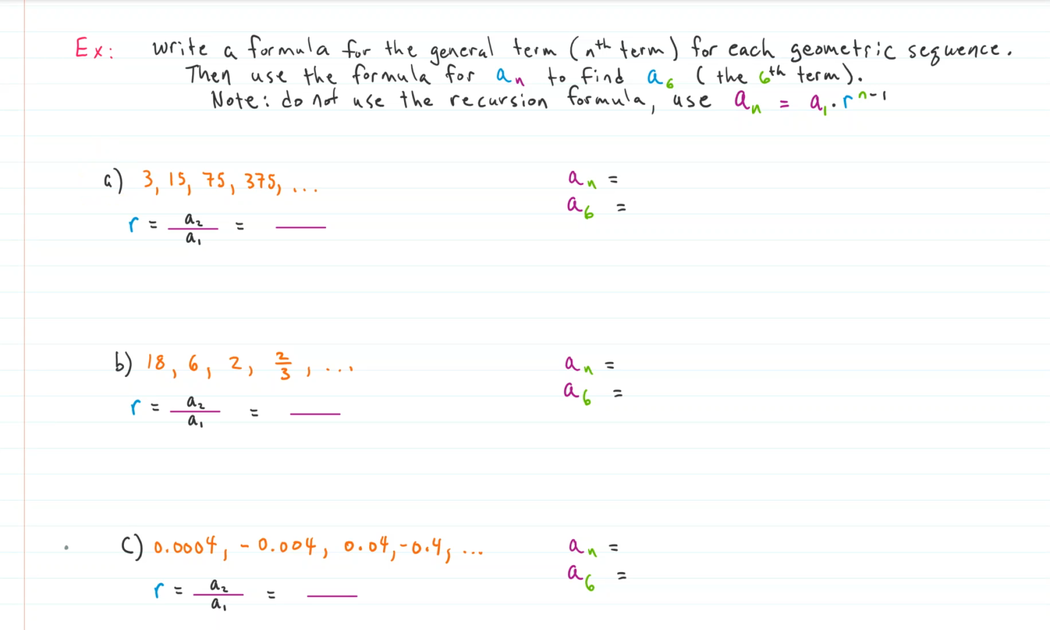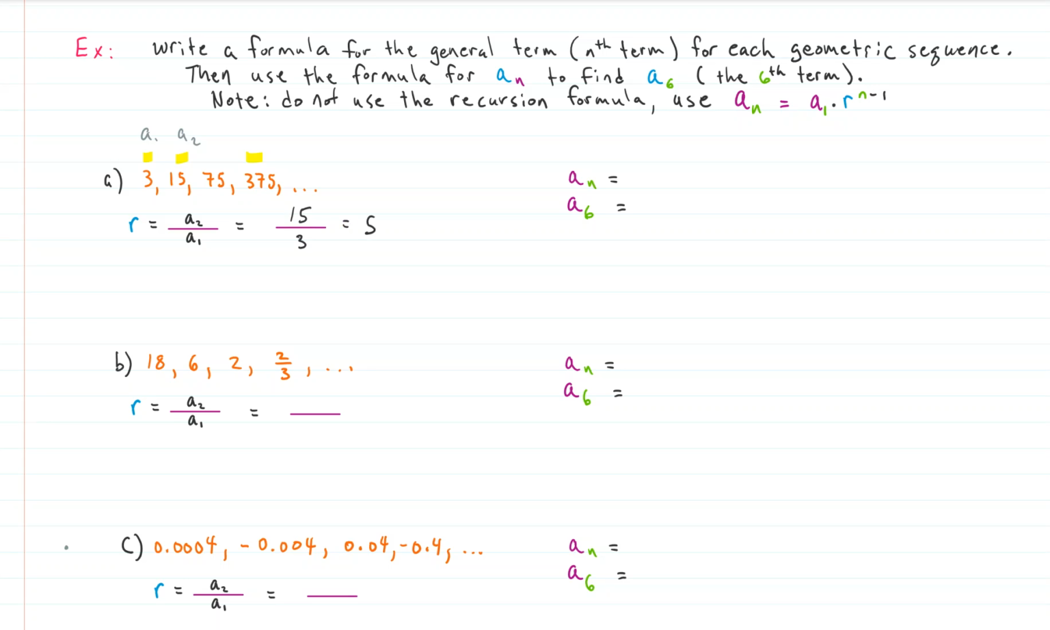Our sequence here is 3, 15, 75, 375, and so on. To find our ratio, or common ratio, we take a sub 2 over a sub 1. A sub 1 is the first term, a sub 2 is the second term. So here we will have 15 over 3, which gives us 5. So our common ratio is 5.